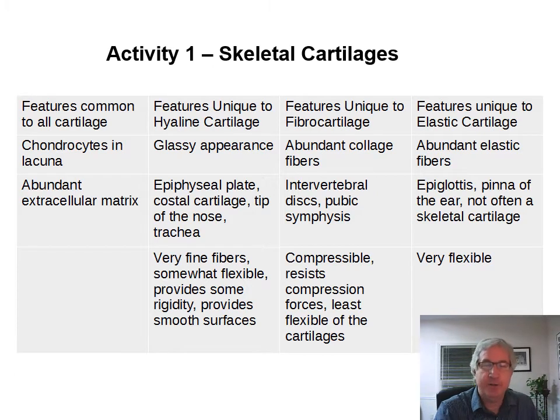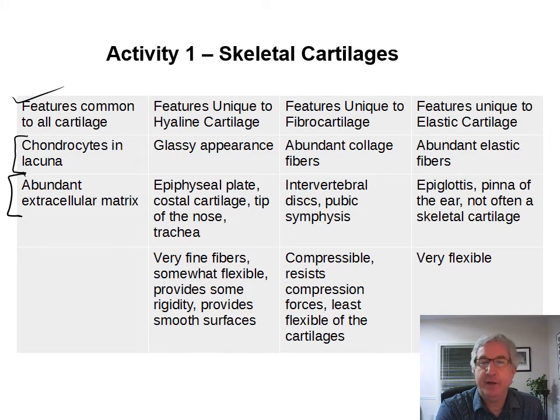The features that are common to all cartilage: you have cells in cartilage. So cartilage is alive. Bone is alive. Bone has cells in it too, and we're going to talk about that in a little bit. The cells in cartilage are called chondrocytes, and chondrocytes sit in a little tiny house, as I like to call it, called a lacuna. The chondrocyte builds this little house around it and secretes all this extracellular matrix. So all cartilage has chondrocytes and abundant extracellular matrix.